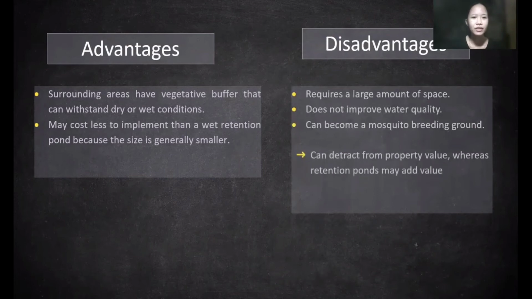Advantages. Surrounding areas have a vegetative buffer that can withstand dry or wet conditions. It may cost less to implement than a wet retention pond because the size is generally smaller. Disadvantages. It requires a large amount of space, does not improve water quality, can become a mosquito breeding ground, and can detract from property value, whereas retention ponds may add value.